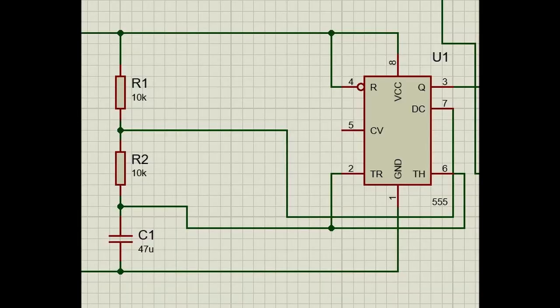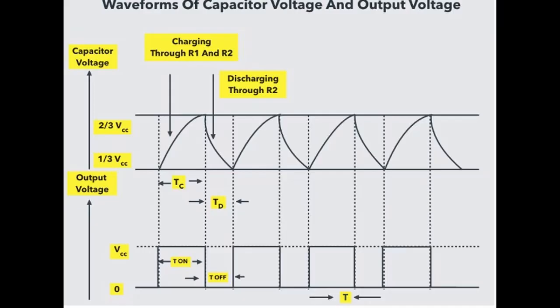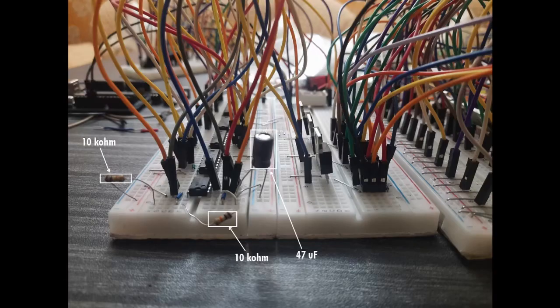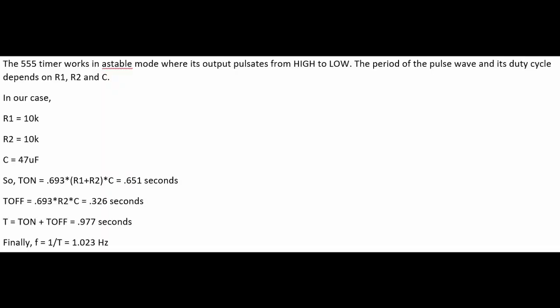Now let's move on to the work done and the concept. Starting with the 555 timer. The 555 timer works in astable mode where its output pulsates from high to low. The period of the pulse wave and the duty cycle depend on resistors R1, R2 and the capacitor C. In our case, the value of the resistors was 10 kilo ohm and the value of the capacitor was 47 microfarad. So the on time was 0.651 seconds and the off time was 0.326 seconds. So the total time period was 0.977 seconds. So our frequency was 1.023 Hz.